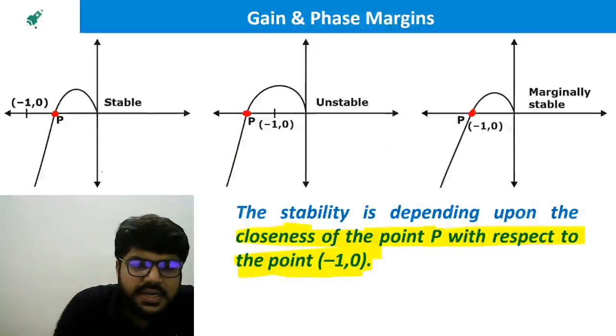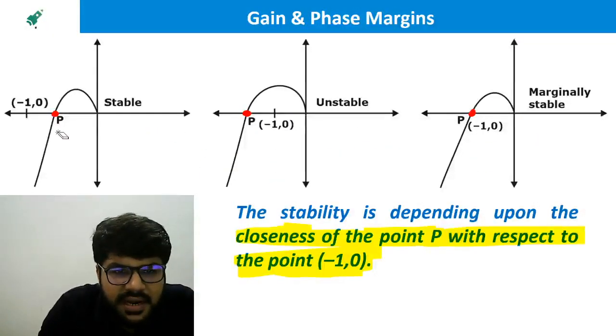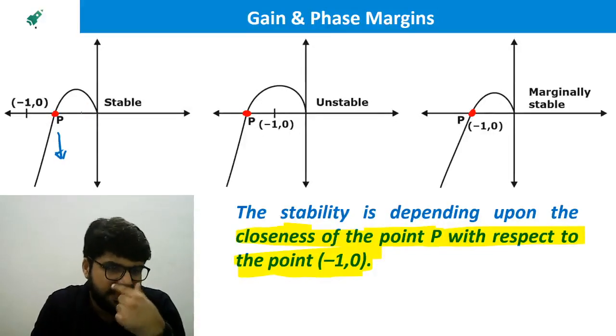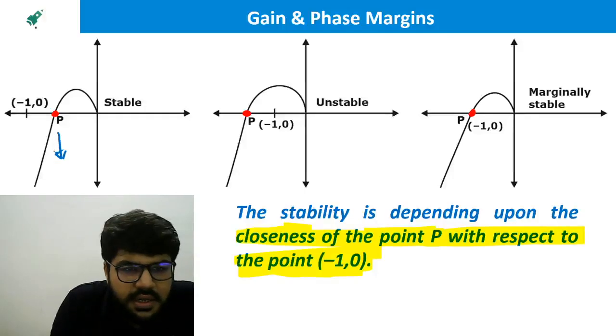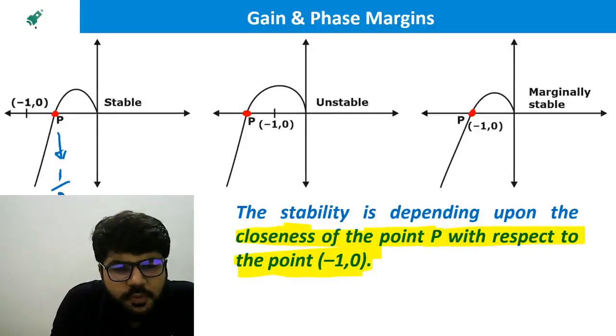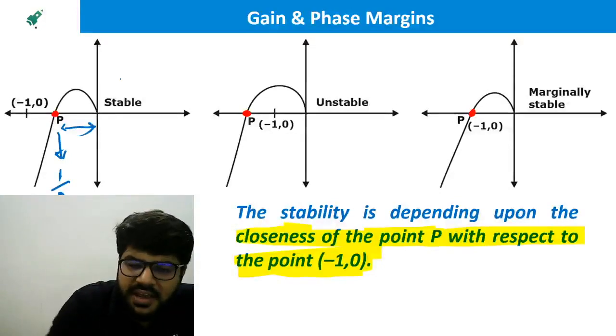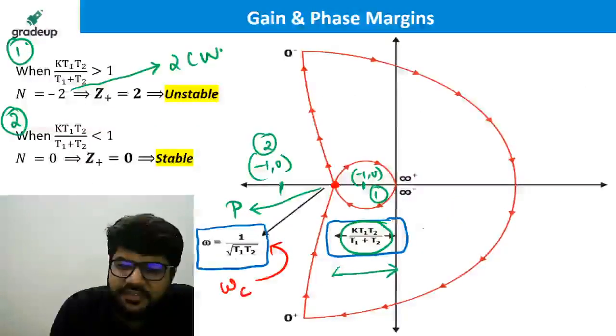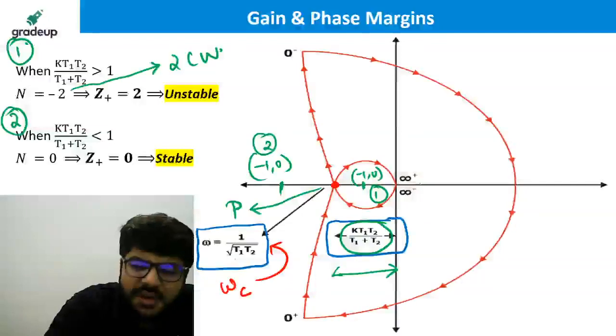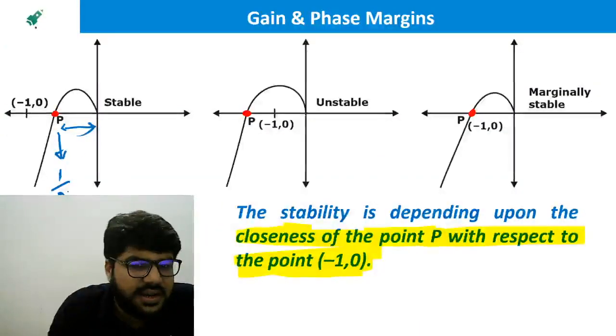Now, suppose that the magnitude at this point is less than 1. Suppose the magnitude at this point is half. Suppose it is half, well, this distance, suppose it is half. Generally, it is given by the formula K T1 T2 divided by T1 plus T2. But suppose it is half. Let's take a value and understand.